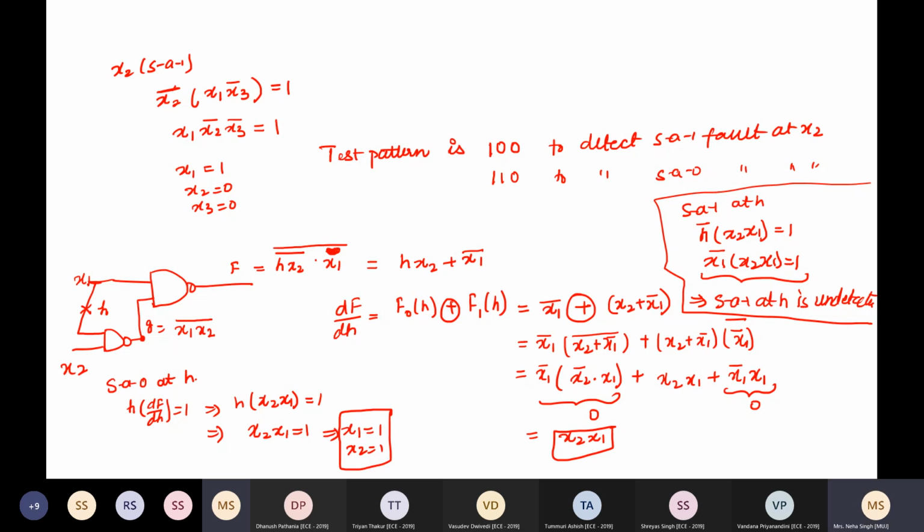The next we will start with ATPG for sequential circuits. अभी तक हमने combinational circuits किए. The next thing tomorrow we will begin with sequential circuits. ठीक है? Any problem in today's lecture?